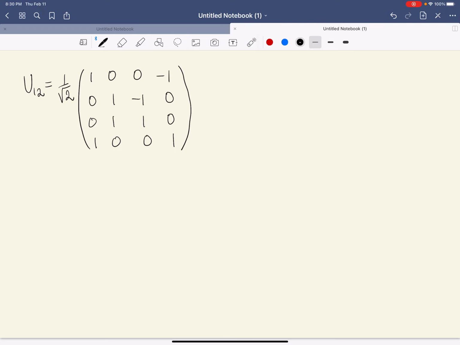So what happens is that along this diagonal, you have a bunch of ones. And along the other diagonal, you have ones for half of the entries and minus ones for the other half of the entries. All right. And it is actually not hard to show that this matrix is in fact unitary.